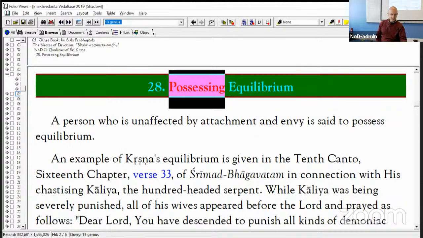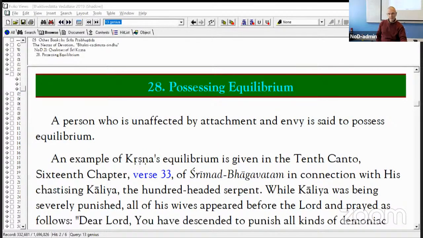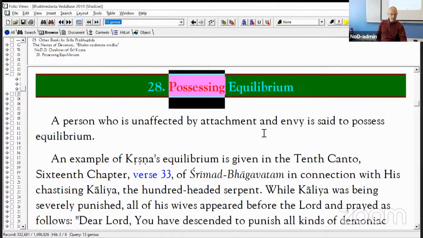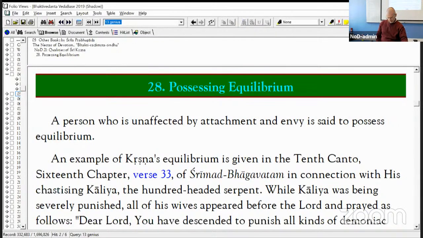So in Sanskrit, this is called sama. A person who is unaffected by attachment and envy is said to possess equilibrium. So you have an example of Krishna interacting with even his enemies, Kaliya.